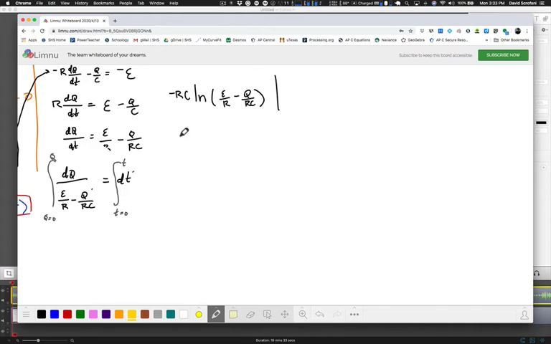All right, so let's do it. Let's differentiate with respect to q. So I'm going to have negative rc, it's going to go along for the ride. Now I'm going to take the derivative of the log of something. We know the answer to that. The derivative of the log of anything is 1 over that thing. So 1 over epsilon over r, minus q over rc. But then I have the chain rule, don't I?